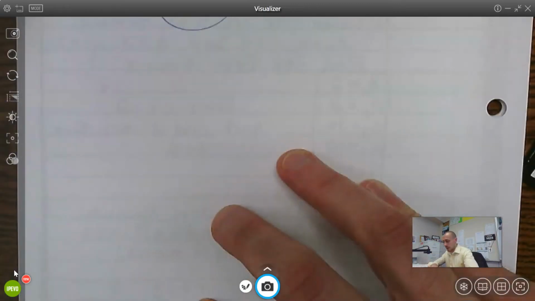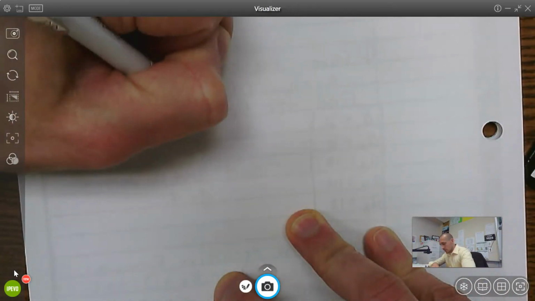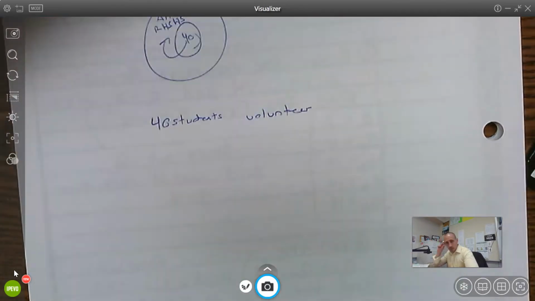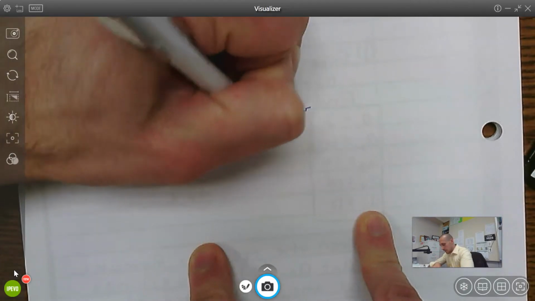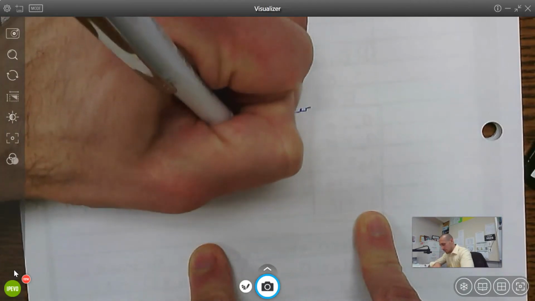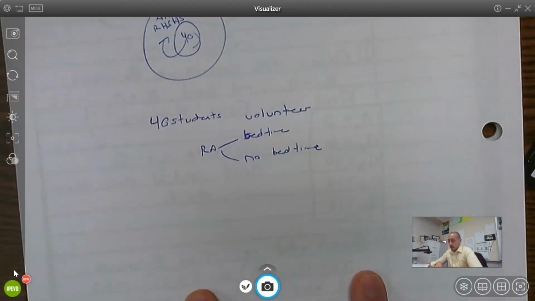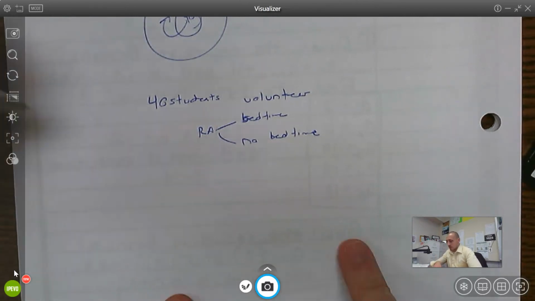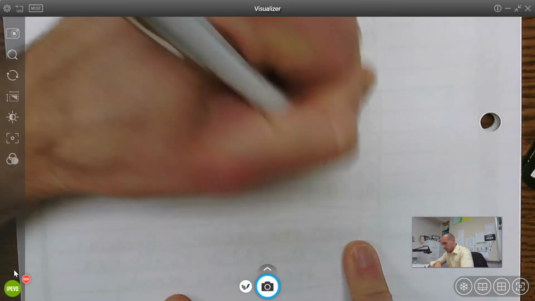Now, if I have the same scenario and I have these 40 students and they volunteer to be part of this study, and we randomly assign some to a bedtime and some to no bedtime, and again, we measure happiness when it's done. They volunteered, okay, that's fine. It's not voluntary response bias. We need volunteers for experiments. Random sample, nope. Random assignment, yep.